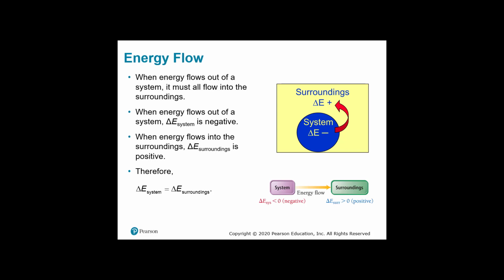Think of a checking account. Hopefully you guys have checking accounts, you have a piggy bank, you have something. When you make a deposit into your system, which is, let's say, your bank account, then that money is positive, it's being credited into that account. But when you pull money out, it is negative. You're taking that money out of the system and you're going to use it in the surroundings somewhere. That's exactly what this is.